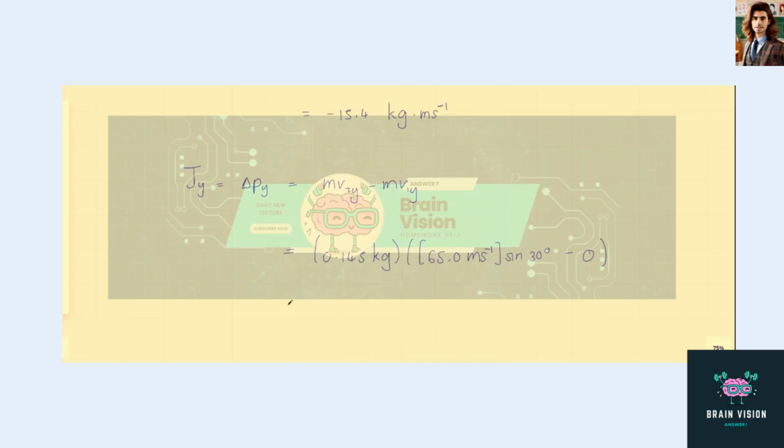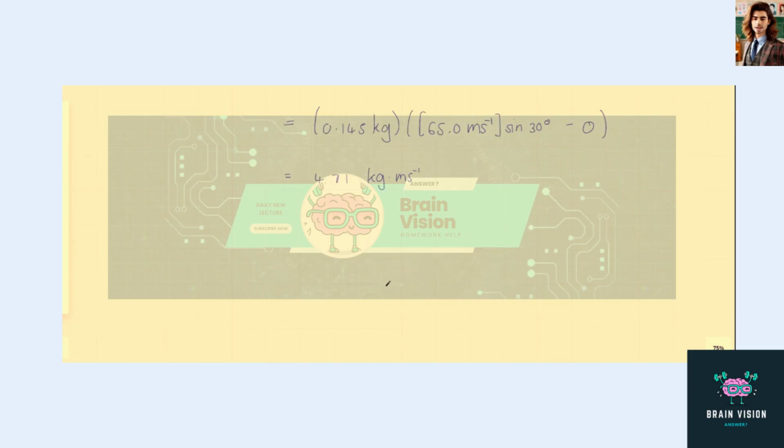And so calculating, we get the impulse in the y direction to be 4.71 kg meter per second. So the horizontal component is 15.4 kg meter per second to the left, and the vertical component is 4.71 kg meter per second upward. So now we can use this information to find the average force.